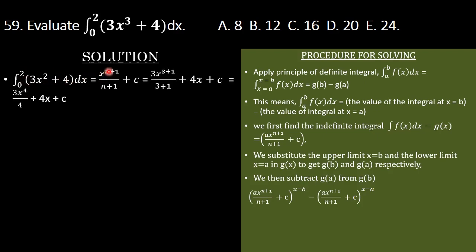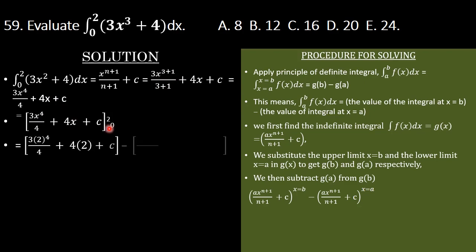We have 3x raised to power 3 plus 1 over 3 plus 1 plus 4x plus c equals to 3x raised to power 4 over 4 plus 4x plus c. When you add this thing together, you have 4. When you add this also together, you have 4. We now have this expression. Apply this theorem. We substitute for the upper limit here and the lower limit here. Our upper limit is 2 and our lower limit is 0.